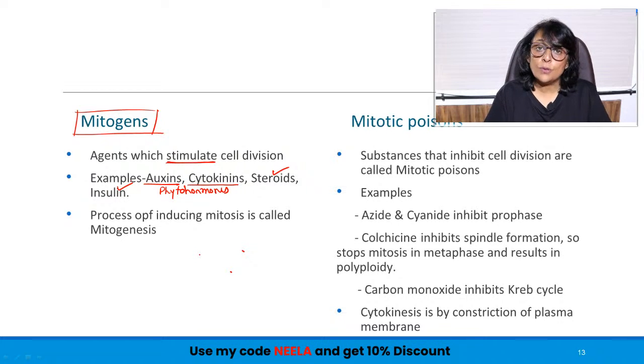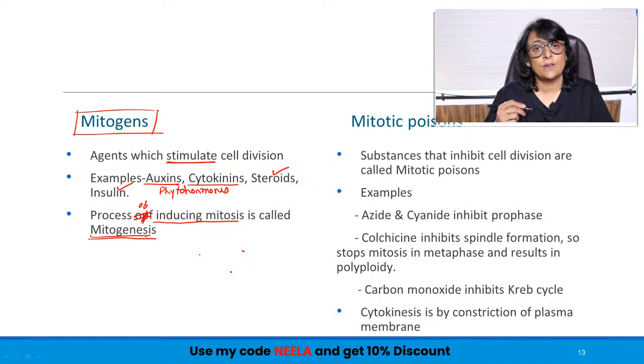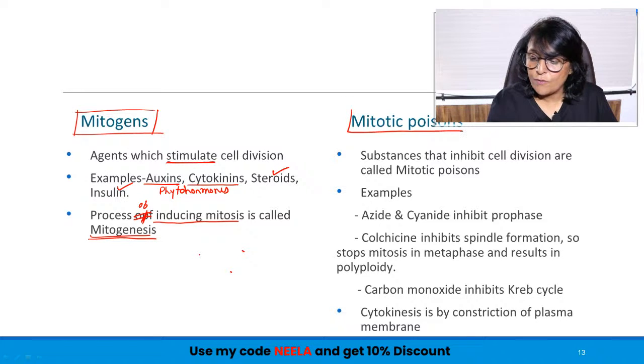The cell is going to divide whenever these substances are present. And what is the process known as? The process of inducing mitosis is called mitogenesis. Again, gen is generation and genesis is the process. So cell division taking process is called mitogenesis. Then the next category is of mitotic poisons.